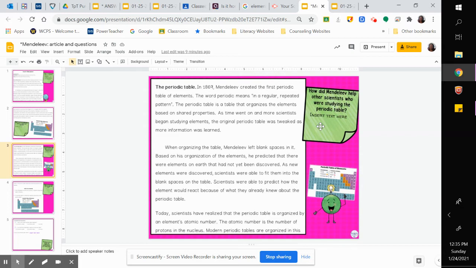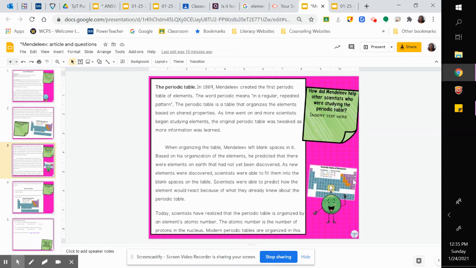When organizing the table, Mendeleev left blank spaces in it, right? So when he was organizing it, he's like, okay, I'm using these patterns, but nothing should be in this spot. I'm going to leave it empty, and he skipped some. So based on his organization of the elements, he predicted that there were elements on Earth that had not yet been discovered. As new elements were discovered, scientists were able to fit them into the blank spaces on the table.